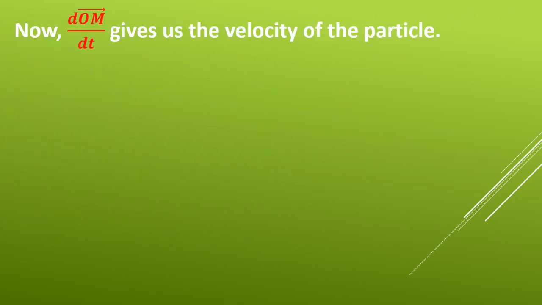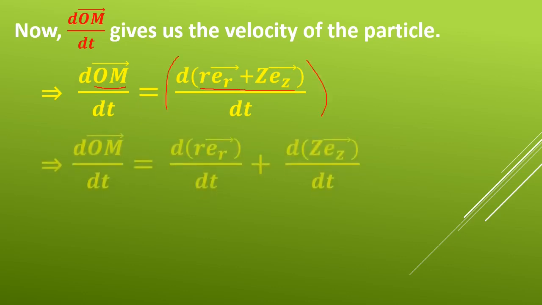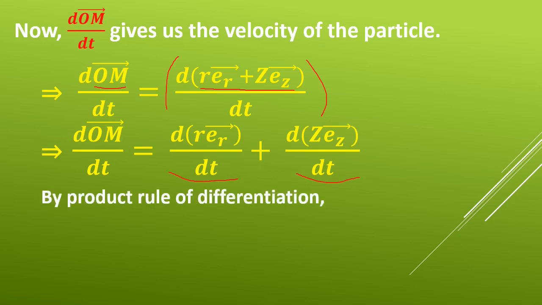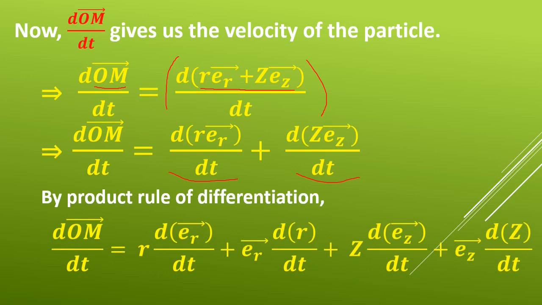Now, differentiating the position vector OM vector with respect to time gives us the velocity of the particle in cylindrical coordinates. So when you replace OM with the expression for its position vector, you are going to obtain this expression. We know that the differential is distributive over addition, and so we are going to obtain the expression below. By the product rule of differentiation, you are going to obtain the differential of OM vector with respect to time to be equal to this expression.